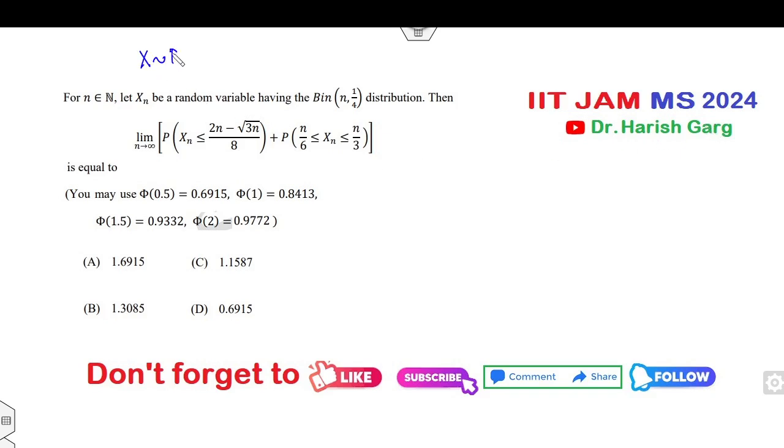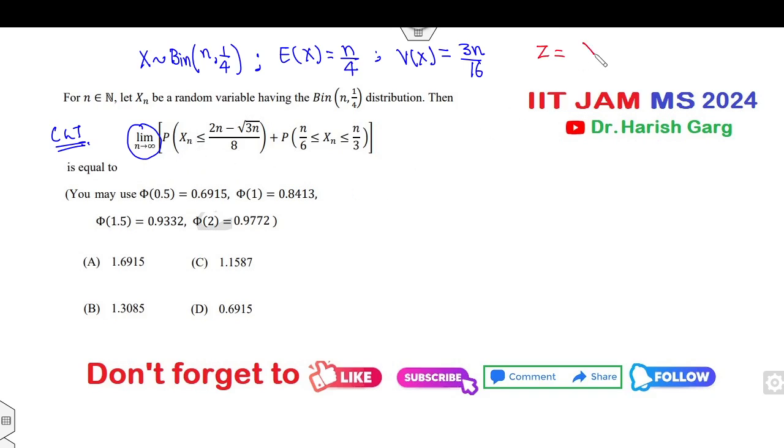Okay, you can see this is a question related to 2024. X follows a binomial distribution with n comma 1 over 4. Again, the limit n approaches infinity is given, so we can apply the central limit theorem. Can you find the mean of X? It is n times p. What is the variance of X? For a binomial distribution it is npq, so 3n over 16. Now you can see Z is (Xn minus mean) over the square root of the variance, so root 3 root n divided by 4.